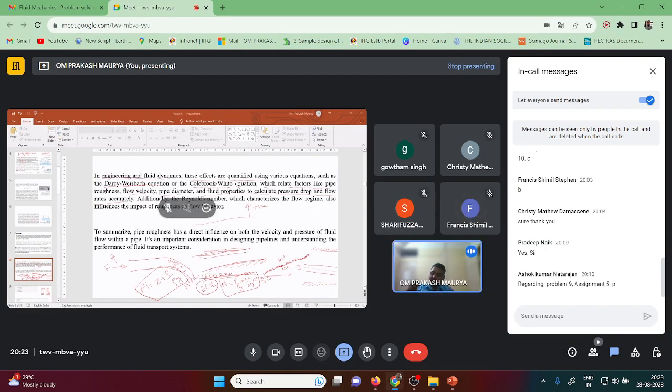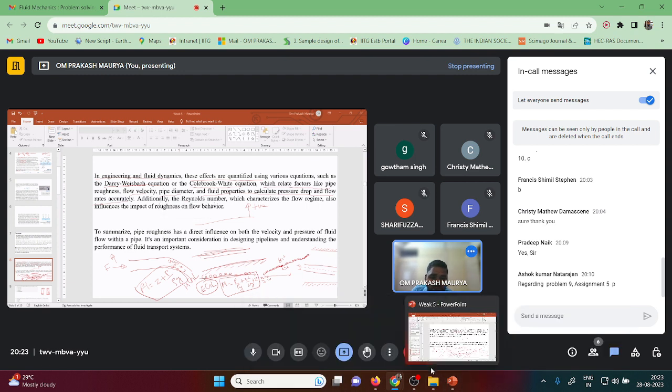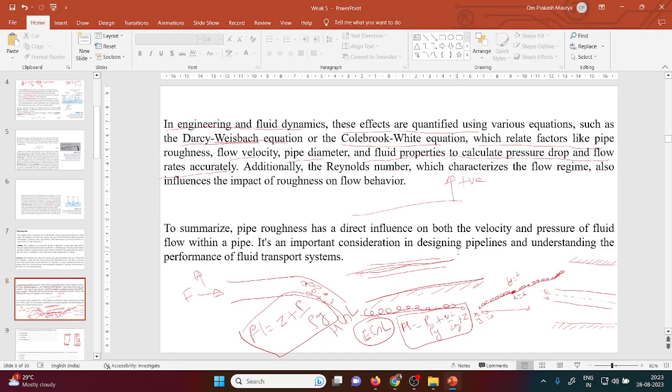No. The concept is where you are taking the datum. Let's say you want to calculate the pressure here and here. This is Z1 and this is Z2. If you take the datum at that location, your Z1 will be 0, and Z2 will have some magnitude. Because your equation is derived along only one streamline, you want to calculate the velocity and pressure on a single streamline. If you consider the datum here, Z1 will be 0.